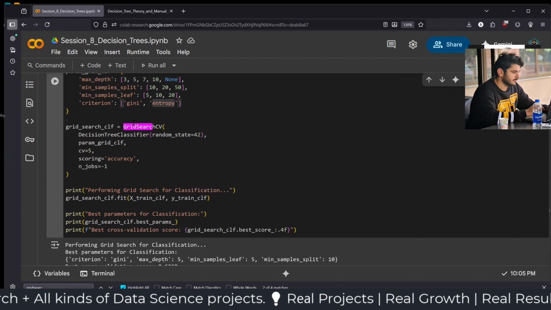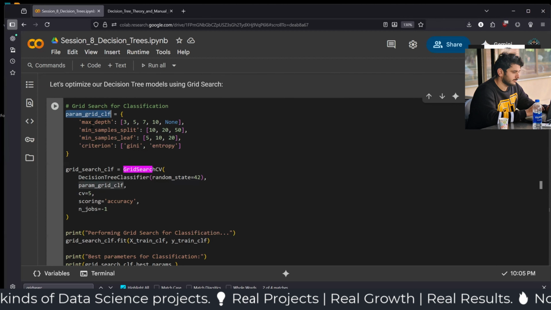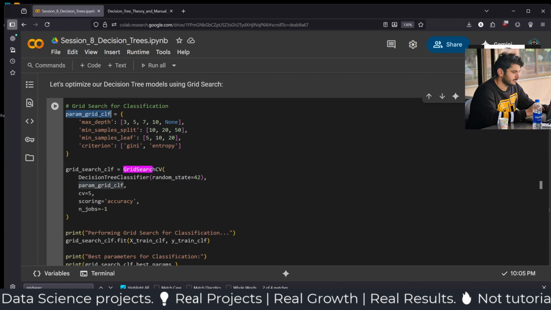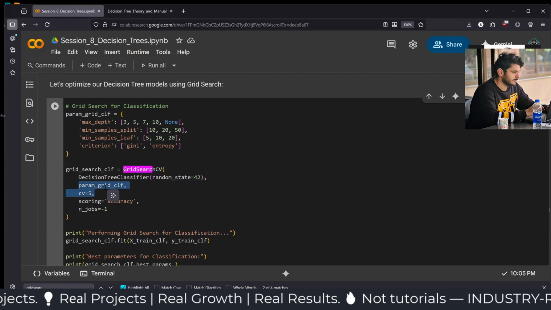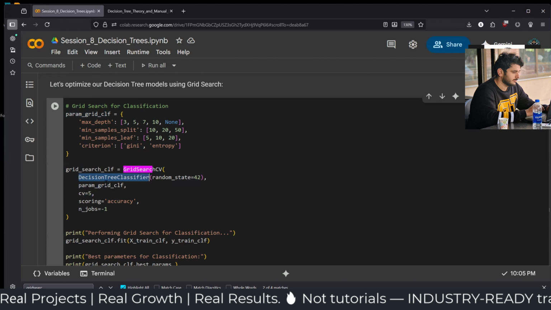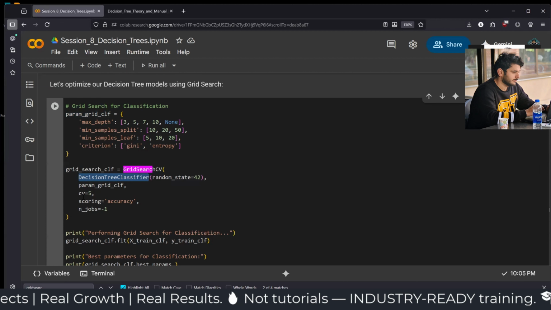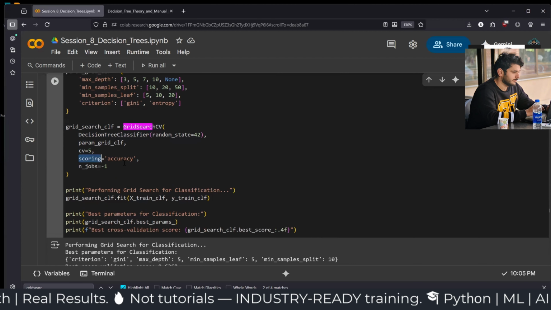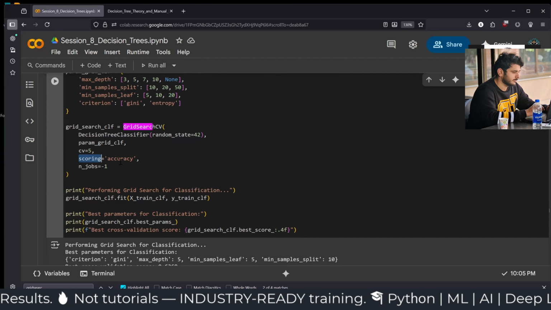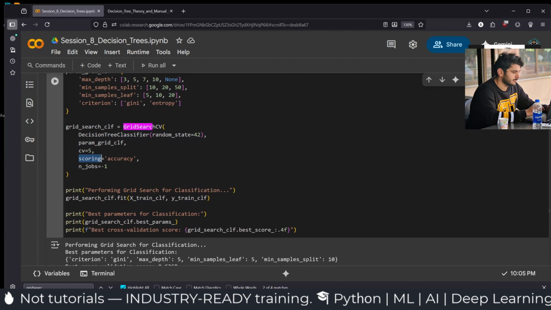Okay. We created this dictionary, gave it a name, parameters grid classification, and provided it to our GridSearchCV. We also need to specify that we are talking about the decision tree model, and a cross validation of 5. Scoring is basically accuracy, so we need our model to be evaluated on accuracy.